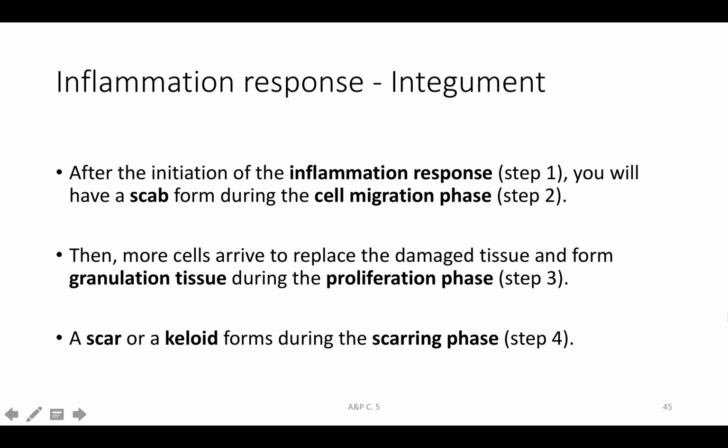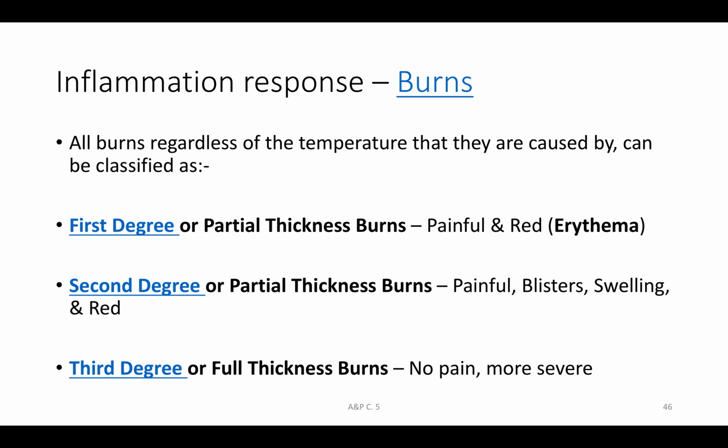I would also be familiar with the inflammation response in your integumentary system, that after an injury or an irritation, the first step is inflammation. After the inflammation, you're going to have a cell migration phase, and that cell migration is going to help form a scab. After cell migration, you're going to have that granulation tissue form. Remember that soft pink tissue we talked about in our tissues unit? That's under our scab. And then eventually your scab will fall off, and a scar or a keloid will be left if the injury was severe or deep enough.